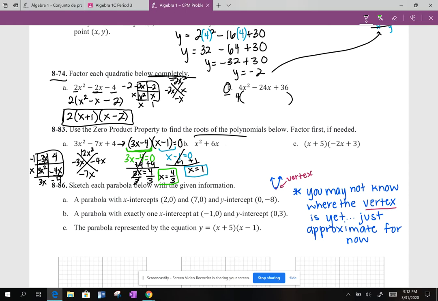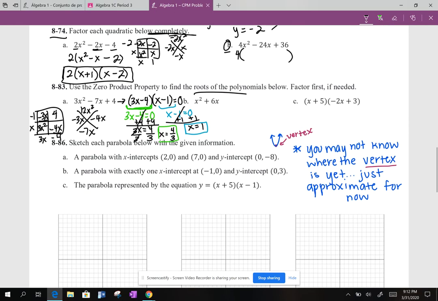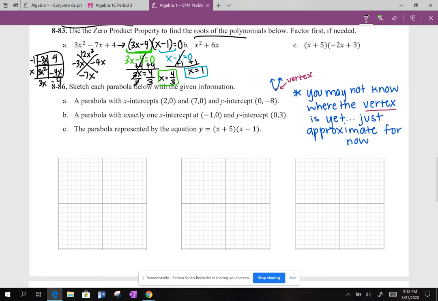All right, next problem. Sketch each parabola below with the given information. And then it gives us parts A, B, and C. And I made a little note before that says you may not know where the vertex is yet. Remember, that's the tip of the U. Just approximate for now. All right, so I'm going to do part A. And I'm just going to make a sketch. It doesn't have to be perfect. It is only a sketch.